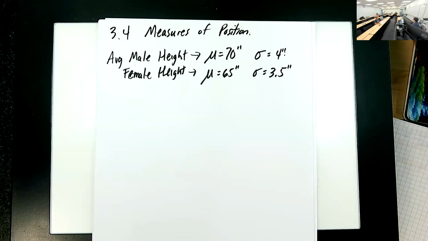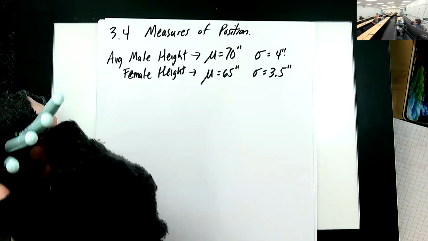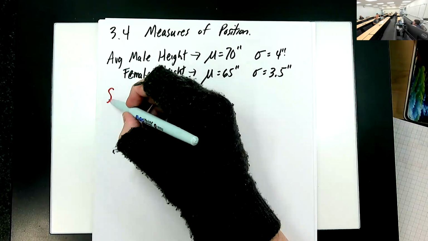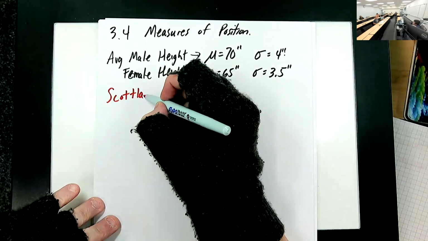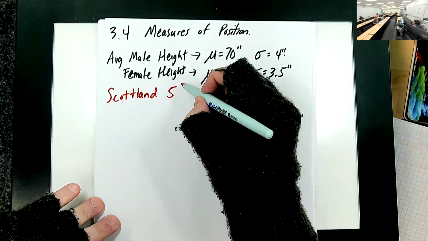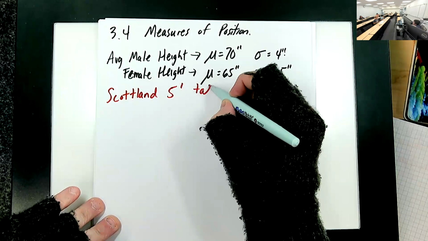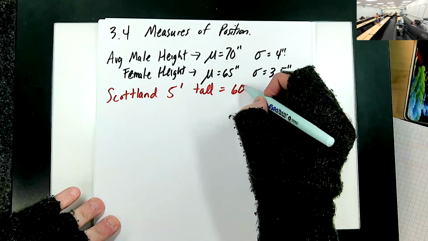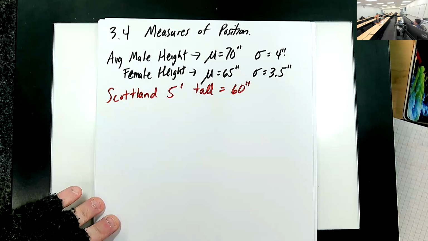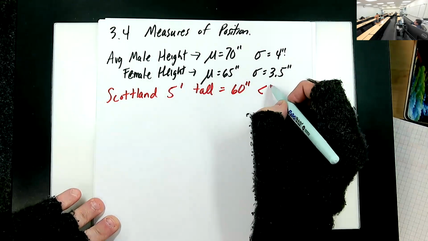Scotland, how tall are you? 5 foot? Excellent. You're going to make a great candidate for this. Scotland is 5 feet tall. If we convert that to inches, she's 60 inches tall, which is less than the 65 inches.